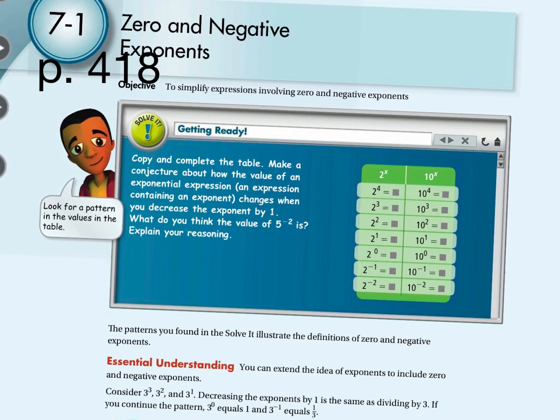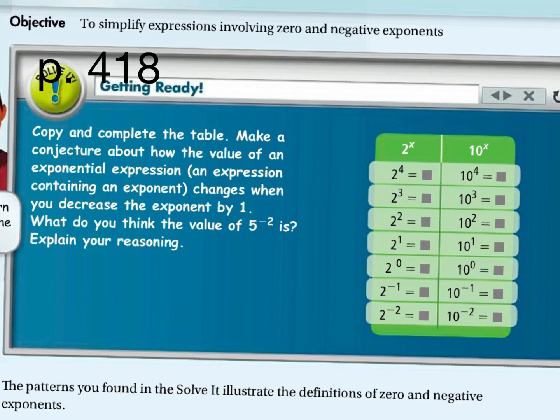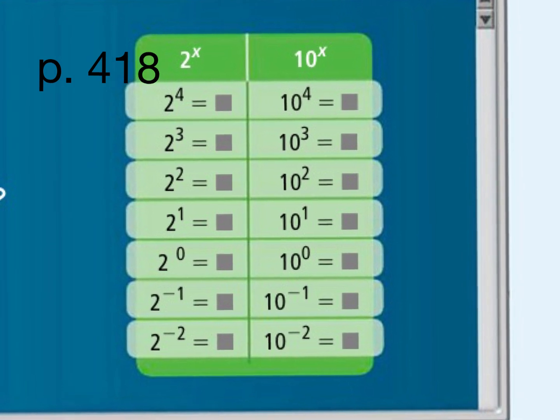So at the top of the page, they want us to look at this table and kind of make guesses on what we think is going to happen here. Some of this we should be able to fill out without too much problem. For example, 2 to the 4th power means 2 times 2 times 2 times 2, and if you multiply that out, it would be 16. 2 to the 3rd power is 2 times 2 times 2, which is 8. 2 squared is 2 times 2, which is 4. 2 to the 1st power is really just the same as 2.